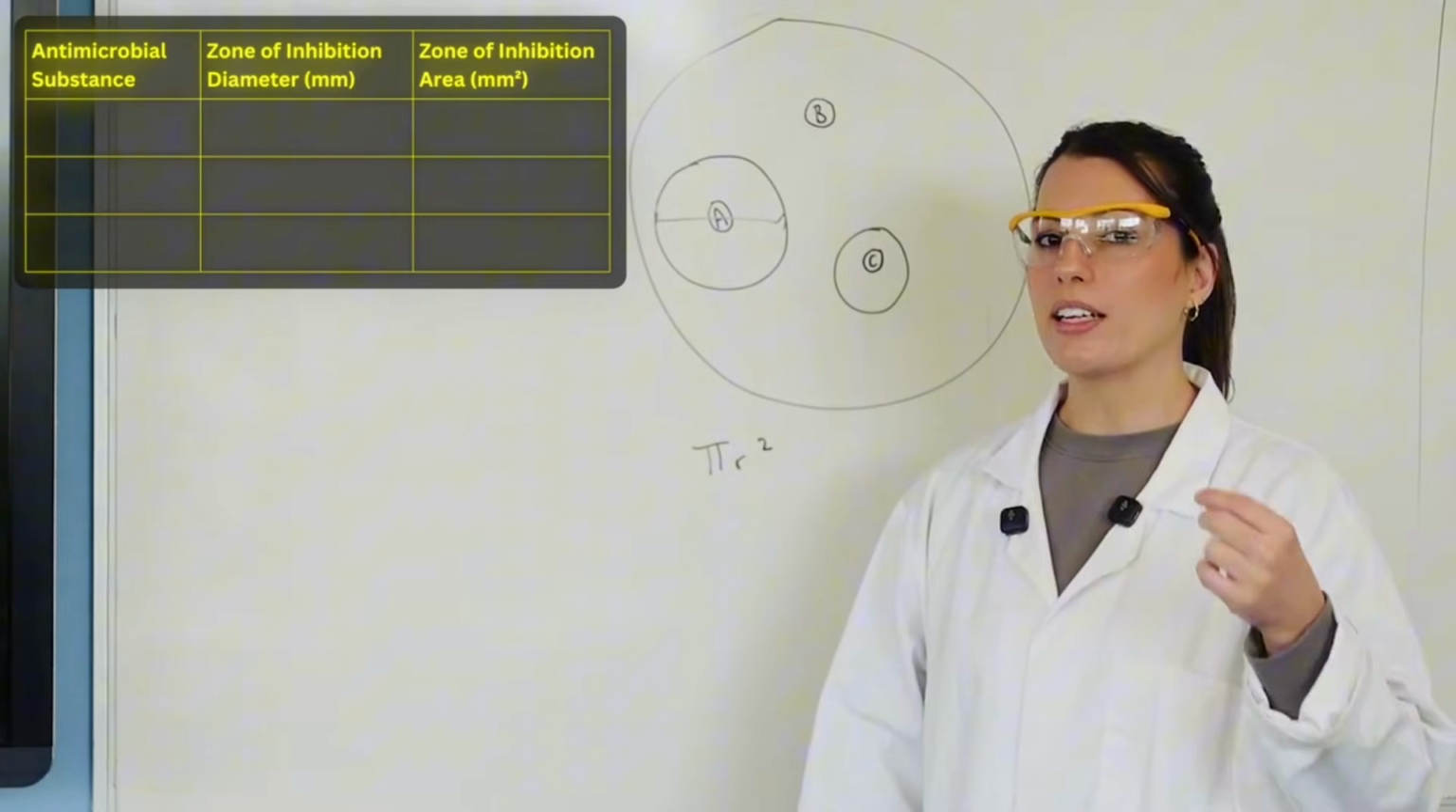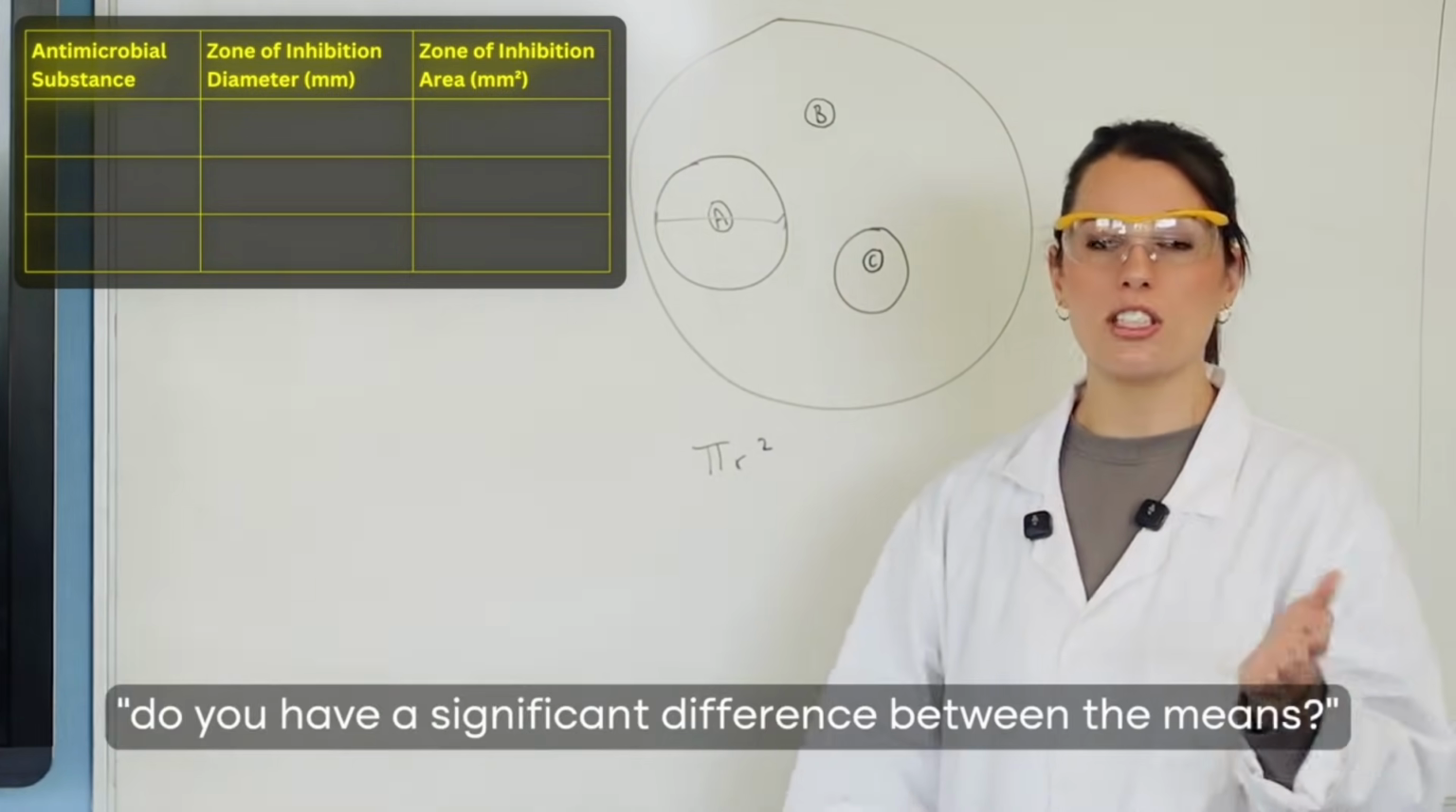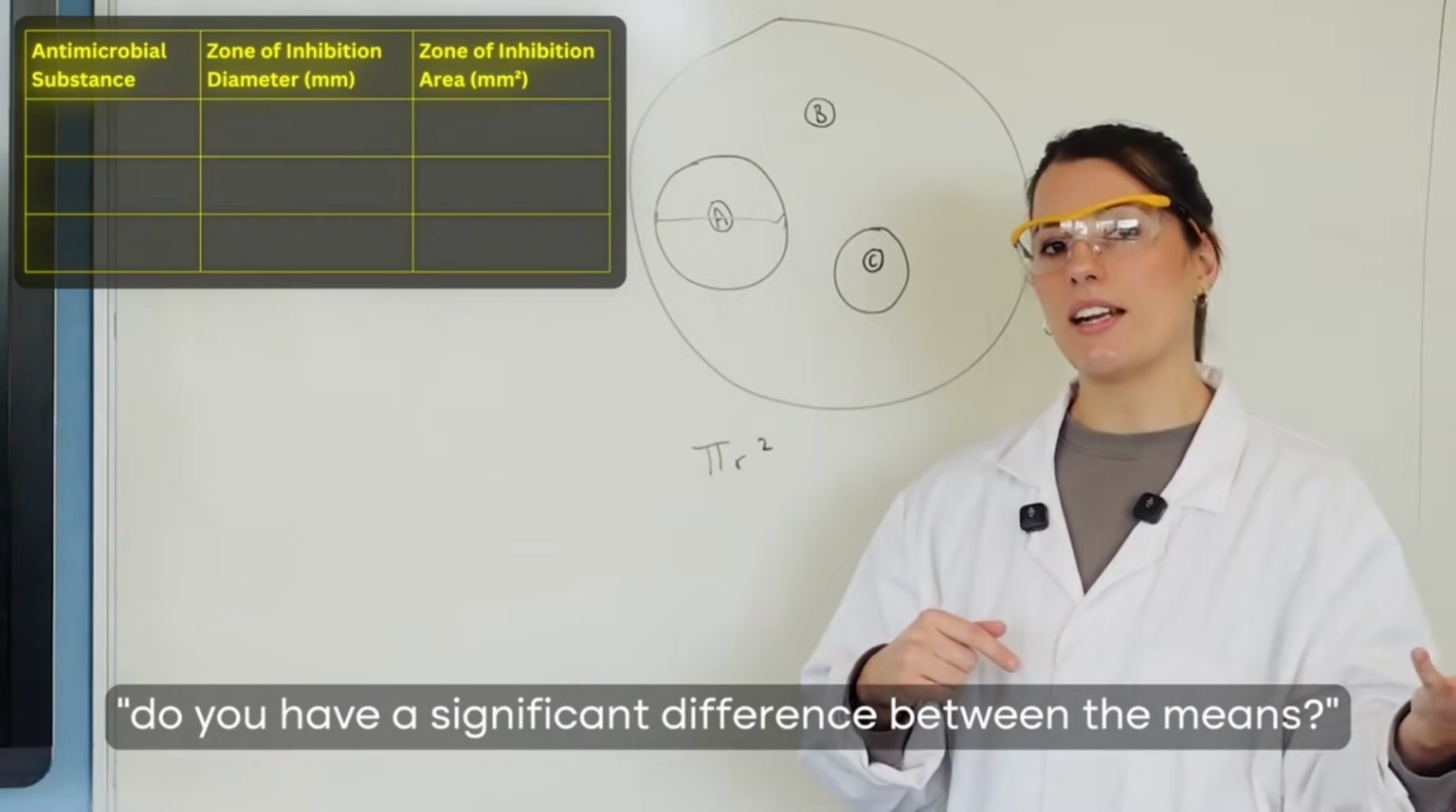You could also get them to calculate the student t-test, which would be another way to see do you have a significant difference between the means and therefore is it a significant difference.